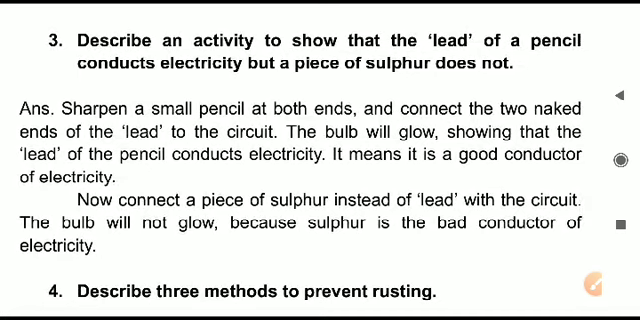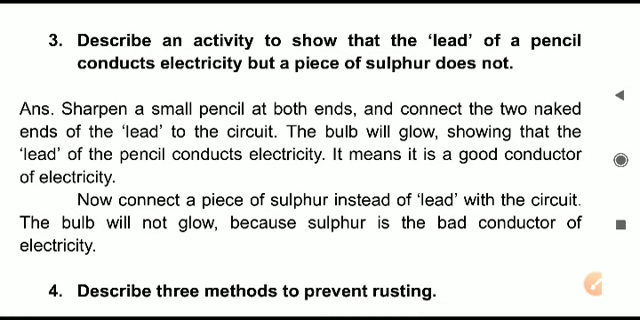Question 3 now: describe an activity to show that the lead of a pencil conducts electricity. This is not actually lead. The lead of the pencil contains graphite. So basically they are asking how graphite conducts electricity. Graphite is a non-metal, and non-metals do not conduct electricity. Graphite is an exception, a special case in the non-metals. Normally, non-metals are bad conductors of heat and electricity. But graphite, in spite of being a non-metal, can conduct electricity. So we have to prove this with the activity.